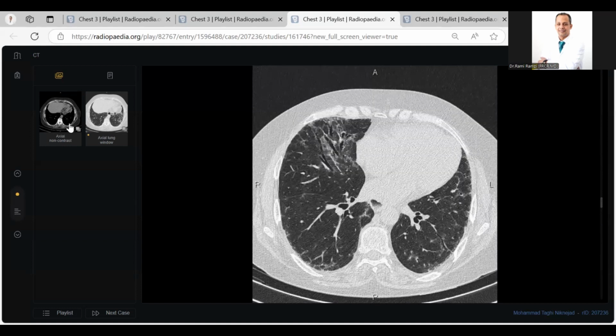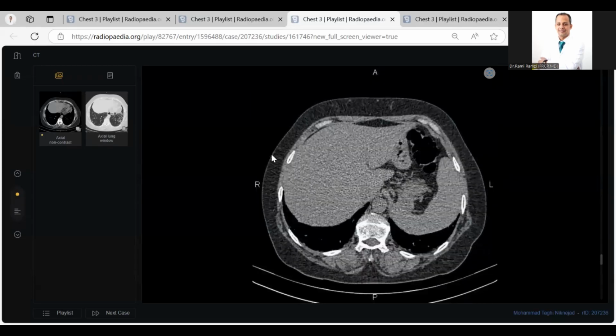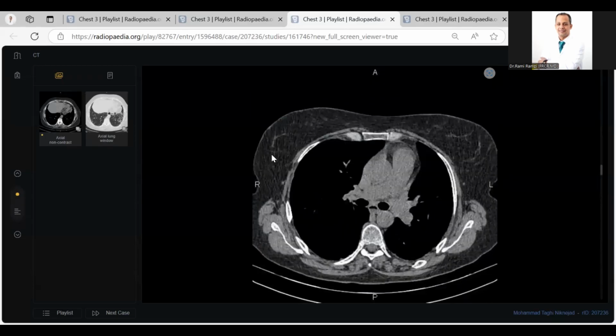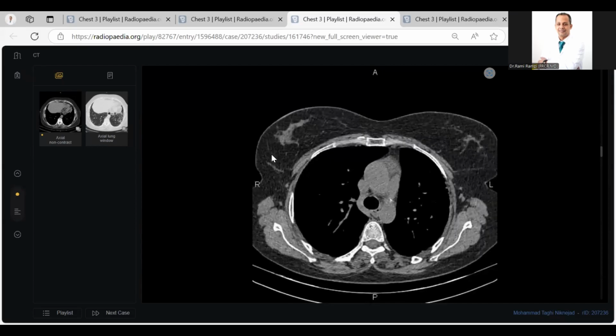Second, I asked you one question. I think you didn't get it at all. I asked you, from this CT, could you differentiate other causes of this interstitial lung disease other than scleroderma?